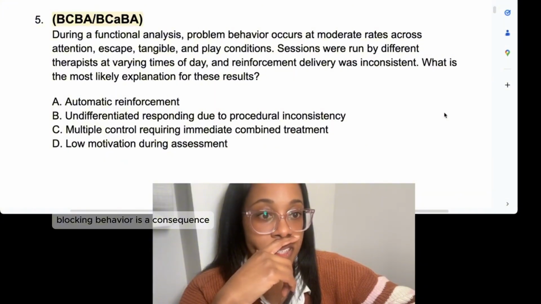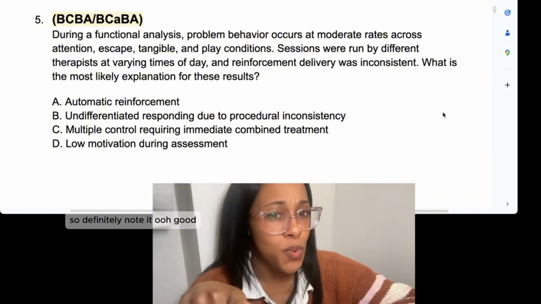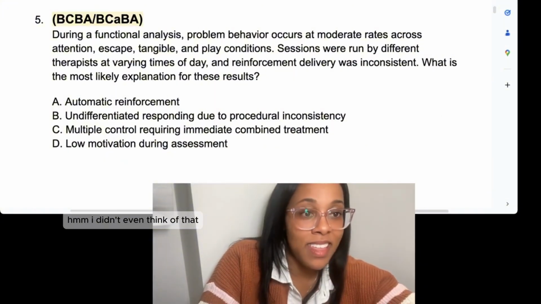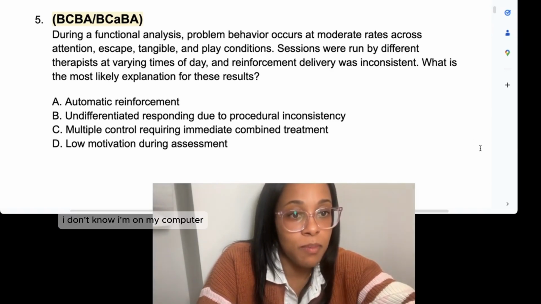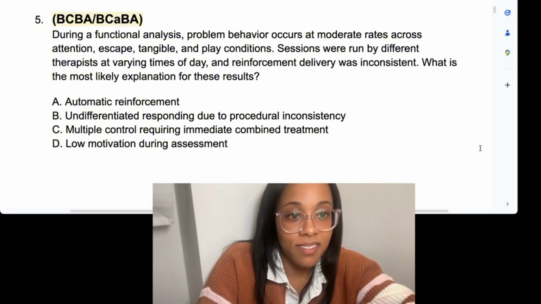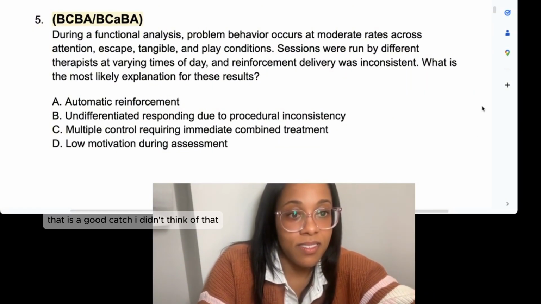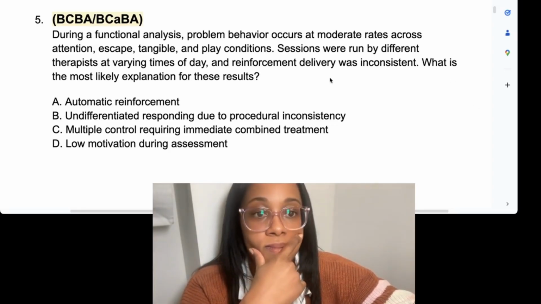Blocking the behavior is a consequence, so definitely note it. Ooh, good. I didn't even think of that. How do I put emojis on here? I don't know. I'm on my computer. That is a good catch. I didn't think of that.